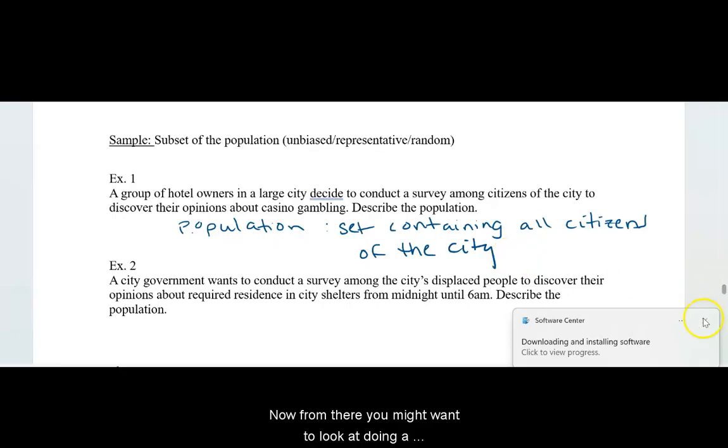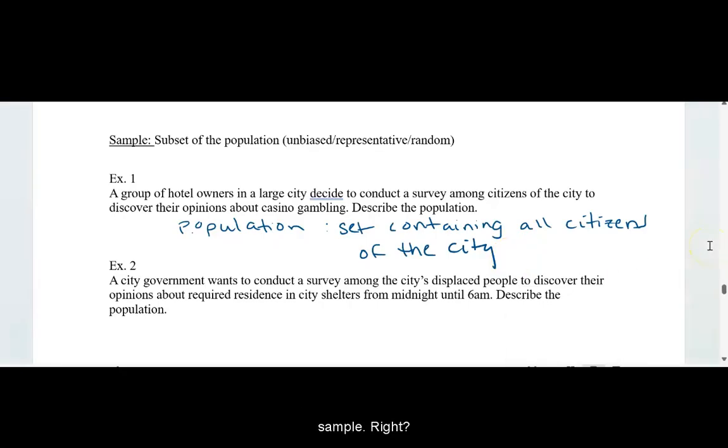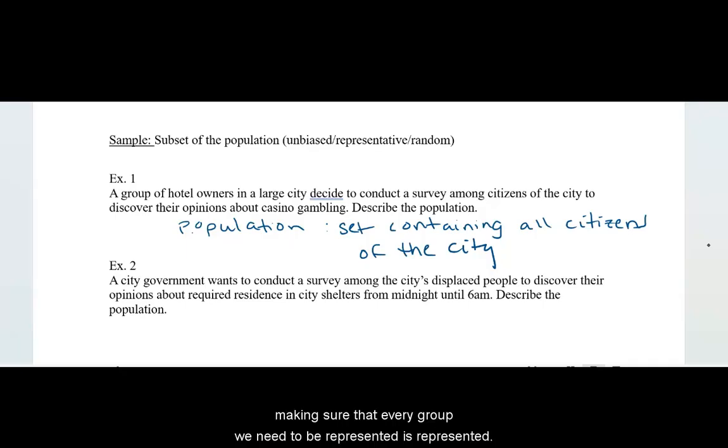Now, from there, you might want to look at doing a sample, right? Which means you're going to figure out, how can I take a sample of that population, so of all the citizens of the city, making sure that every group we need to be represented is represented.